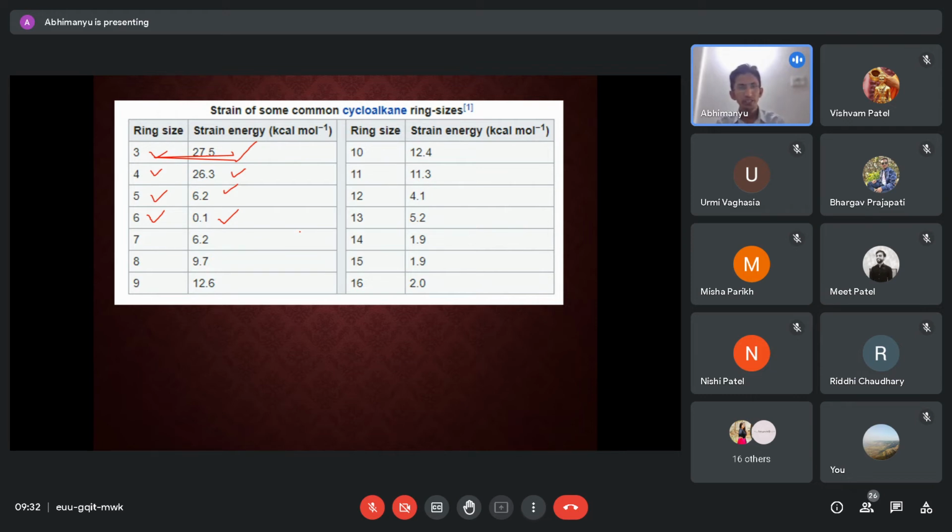Is 5 member ring stable or 6 member ring stable? Six member. Okay. Why six member? Less energy. Yes, least energy.